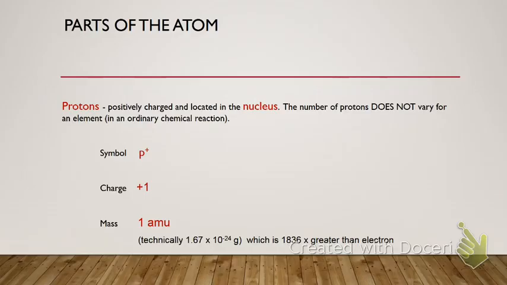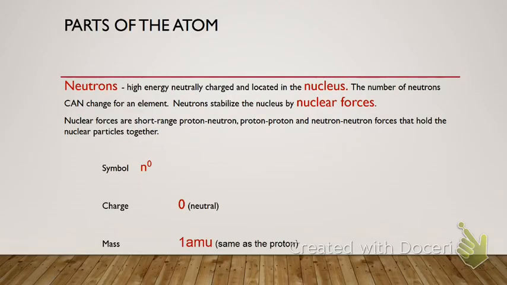Okay. Neutrons are high energy, neutrally charged, located in the nucleus. The number of neutrons can change, and it does. That's why we have isotopes. Neutrons stabilize the nucleus by what are called nuclear forces. Makes sense, it's a force in the nucleus that stabilizes an element or nucleus. So they're called nuclear forces. They are short range. They can be proton to proton, proton to neutron, or neutron to neutron forces. But they're essentially what's holding that nucleus together in the middle of the atom. Without nuclear forces, everything would just be a big blob. It wouldn't hold together. Okay?